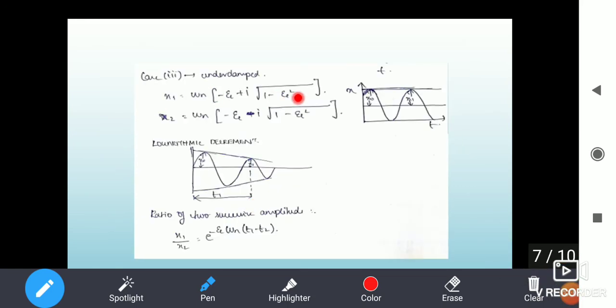The next one is underdamped. In underdamped, C will be lesser than Cc, or zeta will be lesser than 1. We can take this wave formation as an example. When vibration is generated, it will be formed in terms of waves, and the first peak will be x0 and the second will be x1, and these denote the amplitude.